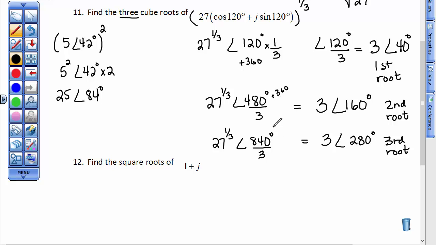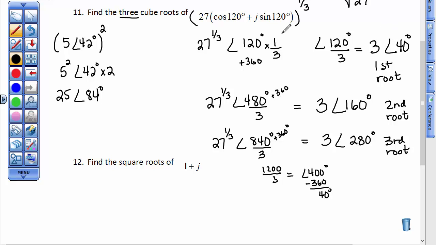If I were to do this process again, if I were to add 360 to 840 degrees, 840 plus 360 is 1200 degrees. And if I took 1200 degrees and divided it by 3, I'd get an angle of 400 degrees. And if I subtracted 360 from that to reduce it, I'd get a 40-degree angle. Look at my first answer. It was a 40-degree angle. So if I did this again, I'd come back to my first answer, and so I'd be reduplicating all of my effort.